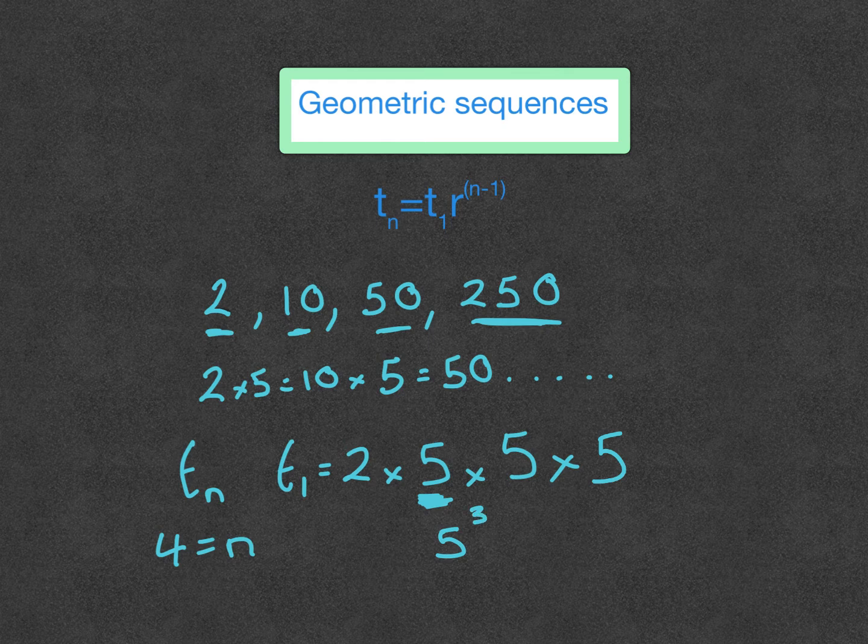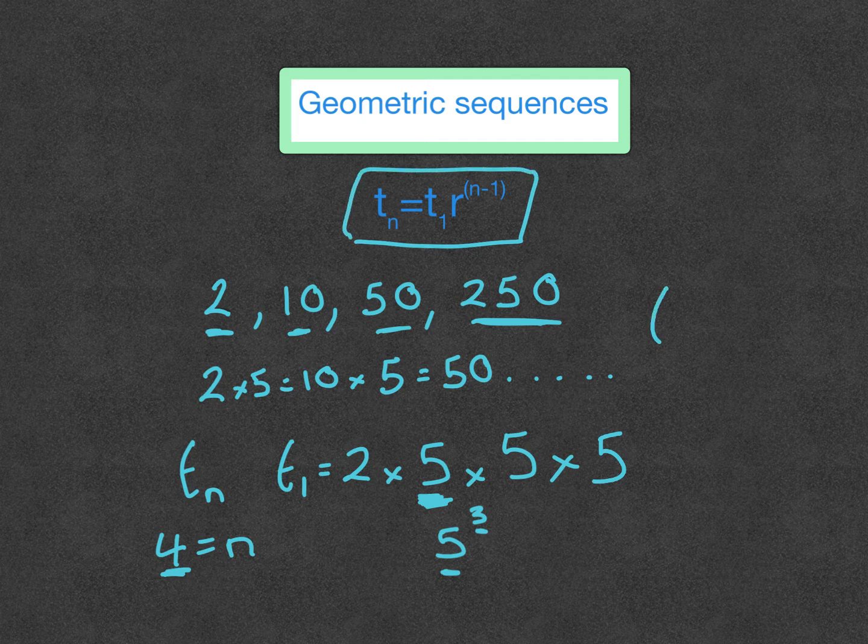Now, what do we notice here? 250 is our 4th term. And what we're doing to find our 4th term is we're taking the common multiplier, a common ratio, which is our 5, and we're raising it to a power of our term number, take away 1. So that's our 3.